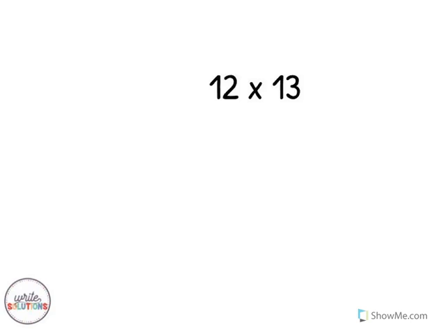So let's take a look at the area model for multiplication. In this example, we're going to be talking about 12 times 13. The numbers that we multiply together are called factors, and the answer in multiplication is a product.